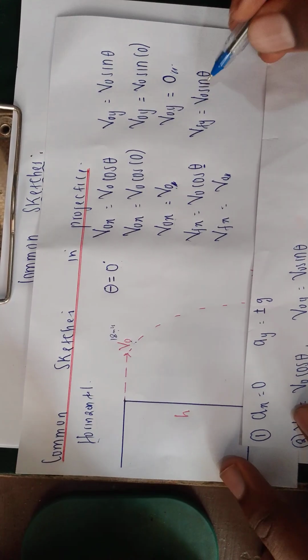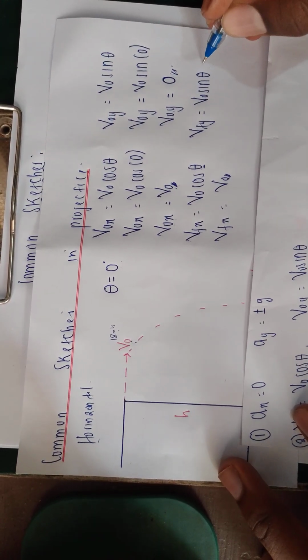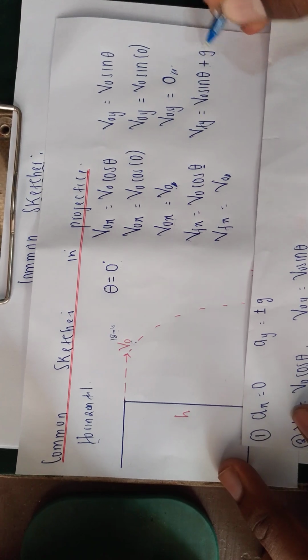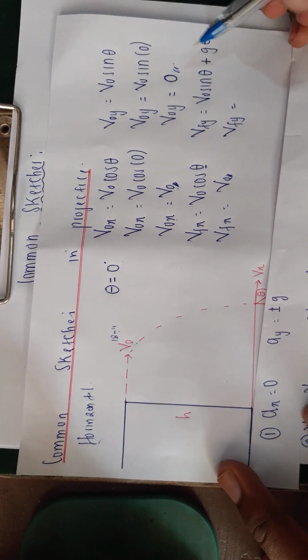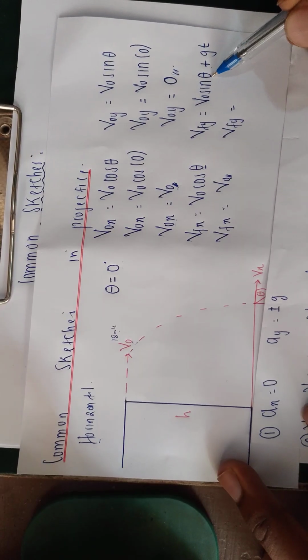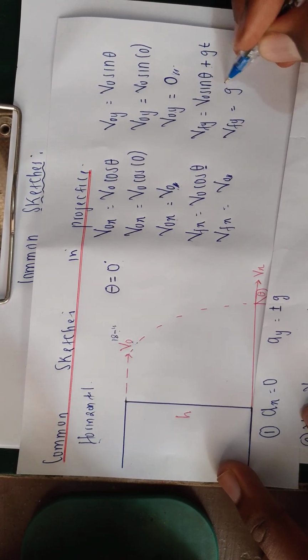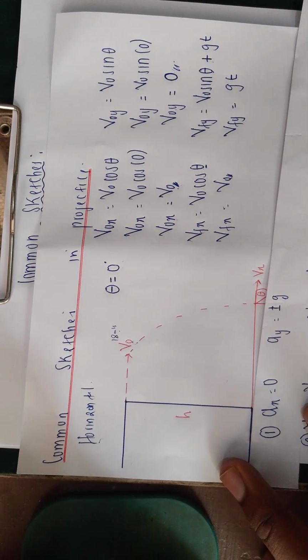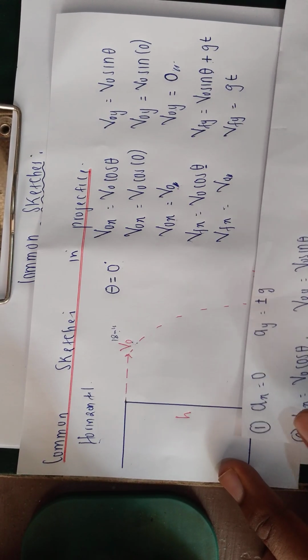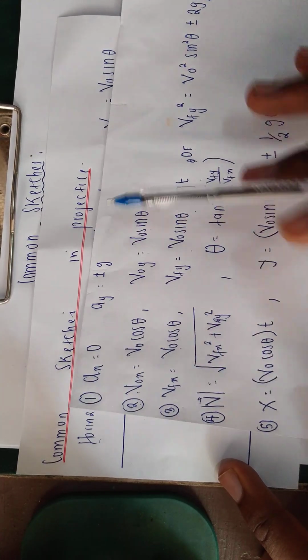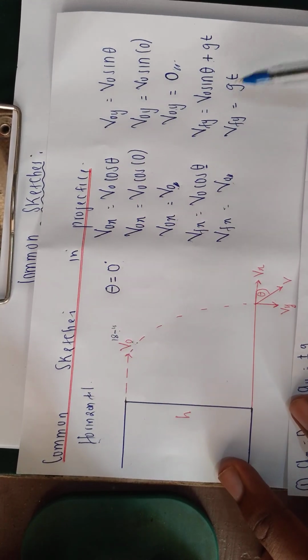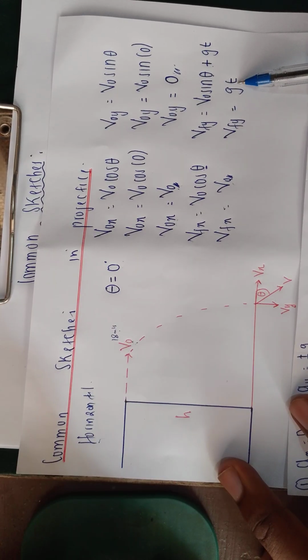So you say VO sine theta plus gt. We already know that sine 0 here is going to give you 0. So the final velocity in the y is going to be gt. So we've modified the second one and the third one, and this is what we are getting: VO for the final velocity in the x, and the final velocity in the y is giving us gt.